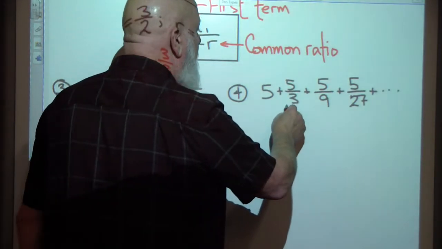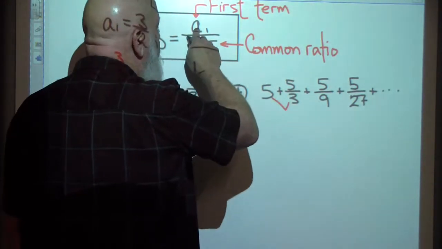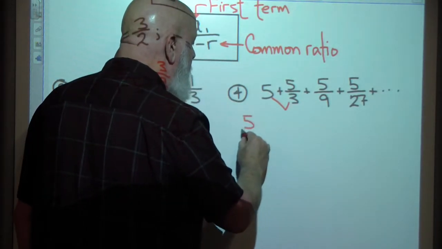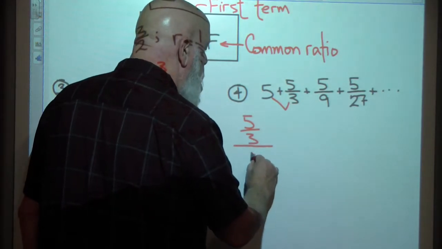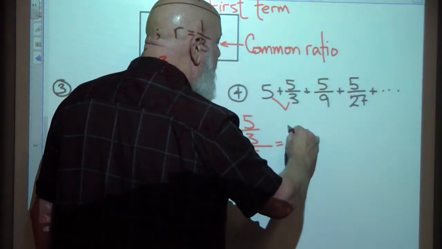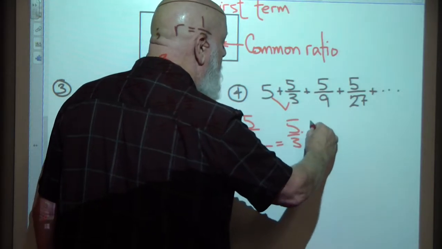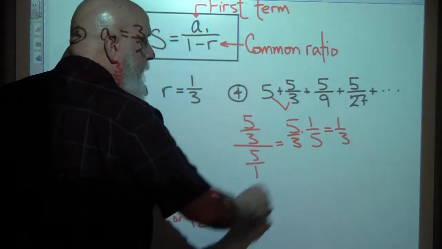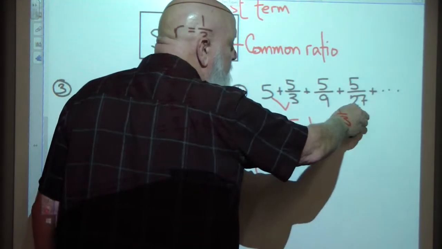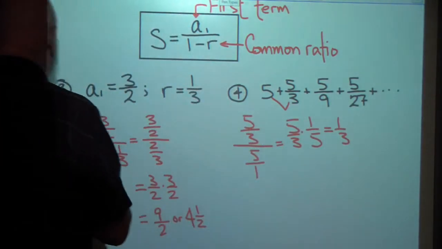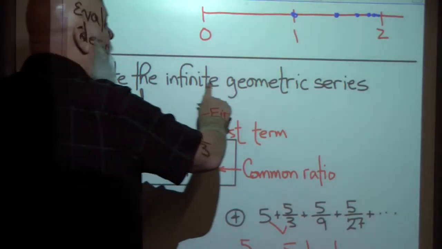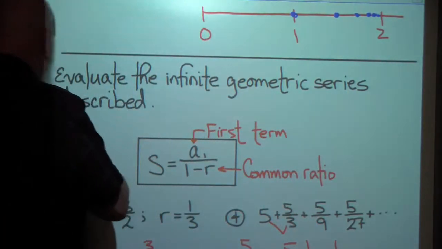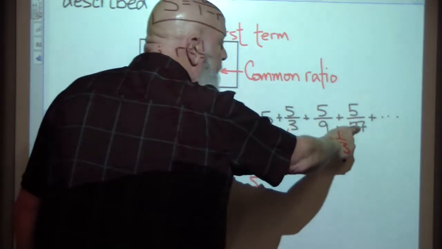Let's take a look at this one. I want to find the first term. Well, I can find that by looking at it. I want to find the common ratio. 5/3 divided by 5/1 is 5/3 times 1/5 is 1/3. There's my common ratio. If I divided these two, I'd get 1/3, because it tells me that the series is an infinite geometric series. It's definitely a geometric series, so I know that these r's are going to be the same value.